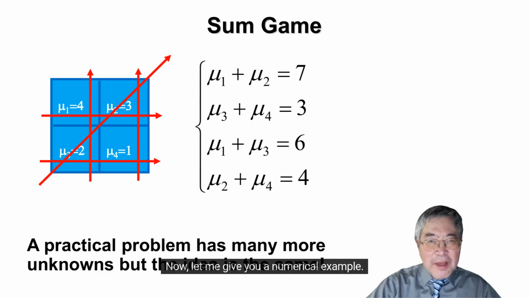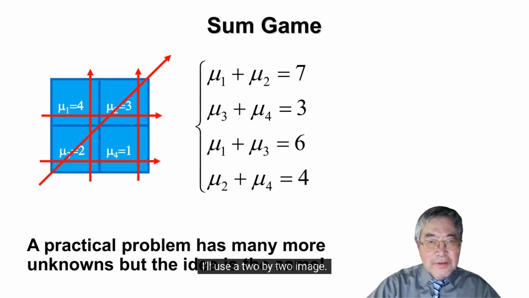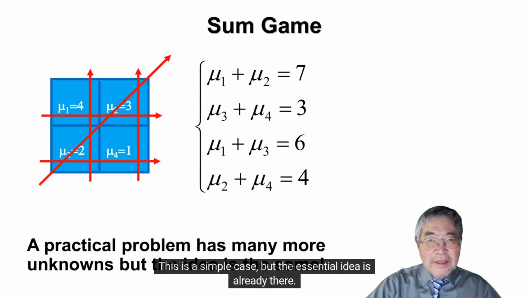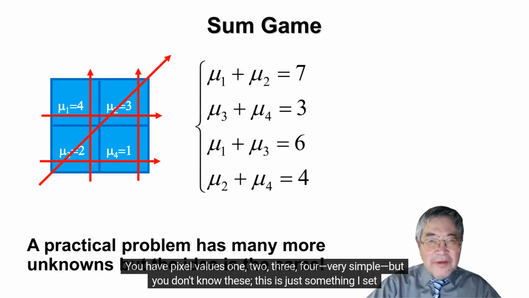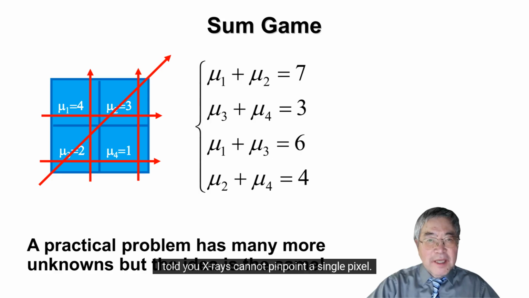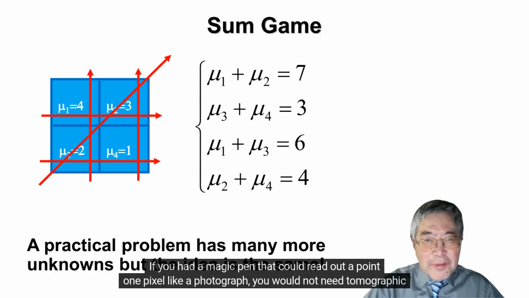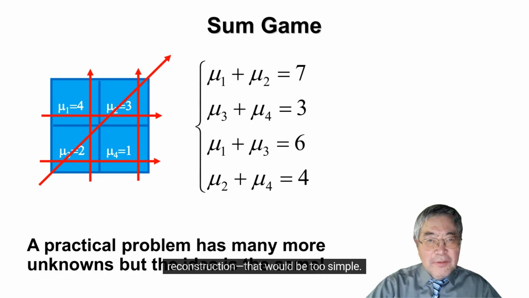Now let me give you a numerical example. In practice, the image can be 512 by 512, but for teaching purposes, I'll use a 2 by 2 image. This is a simple case, but the essential idea is already there. You have pixel values 1, 2, 3, 4, very simple, but you don't know these. This is just something I set up. What you are allowed to probe is with X-rays. I told you X-rays cannot pinpoint a single pixel. If you had a magic pen that could read out a 0.1 pixel like a photograph, you would not need tomographic reconstruction. That would be too simple.